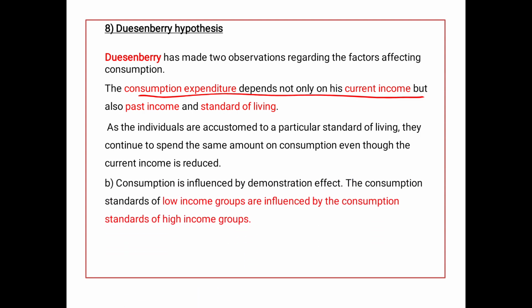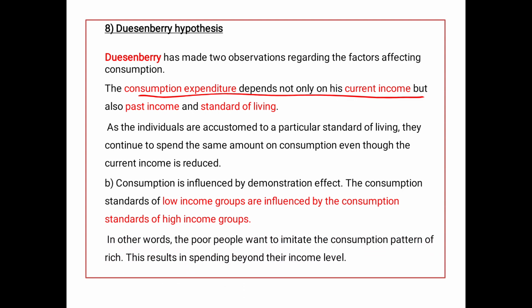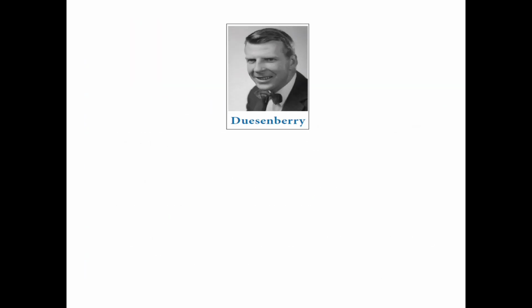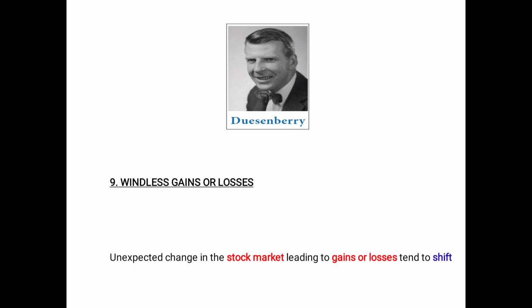So consumption is influenced by the demonstration effect. That is, the consumption standards of the low income group are affected by the consumption standard of the high income group. So the poor people want to imitate the consumption pattern of the rich. So most of them are attracted towards the rich people's living. So they try to spend a lot on consumer products, because for fantasy purposes they do these things. So this is Duesenberry.